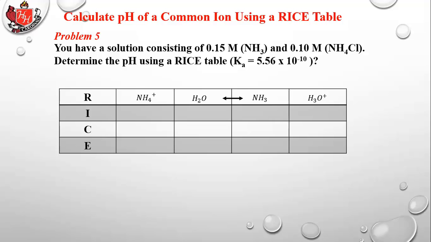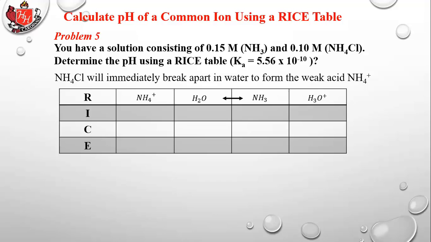That means the acid is on the reactant side, NH4 plus, then the water, and then the conjugate base, NH3, after the proton was given away to the water molecule, and then the hydronium ion, which is the characteristic of any acid. It produces hydronium ions. Okay, let's go ahead and plug in the numbers. So the NH4Cl, what we just said, will immediately break apart in water to form a weak acid, NH4 plus. So that's the ammonium ion.